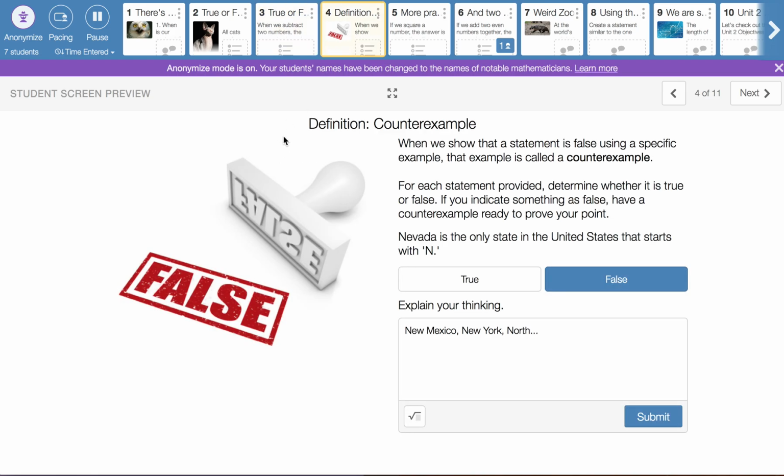I give you a definition of a counterexample. I want you to be able to make a counterexample if you declare that something is false, like how Nevada is the only state in the U.S. that starts with N. I listed a few here: New Mexico, New York, North Dakota, North Carolina, things of that nature would be good counterexamples for that statement.